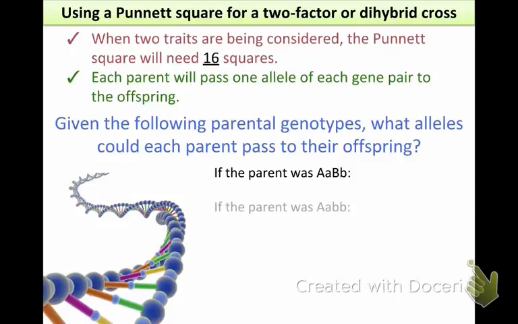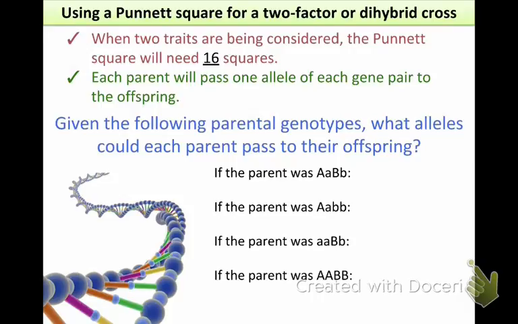If the parent was big A, little a, little b, little b. Now we know, right? This big A can go with the little b, big A could go with this little b. The little a can go with this little b, and this little a can go with this little b. What if the parent was little a, little a, big B, little b? And what if the parent was big A, big A, big B, big B?